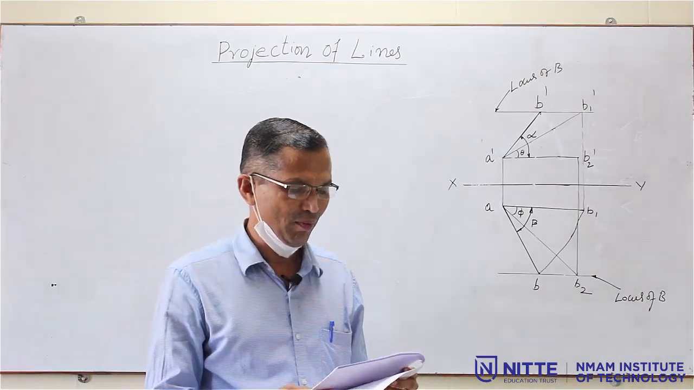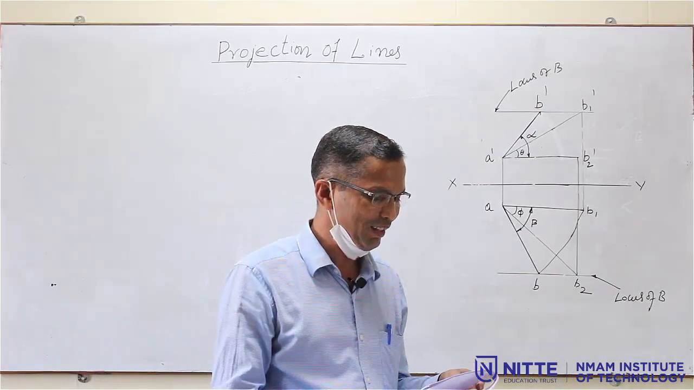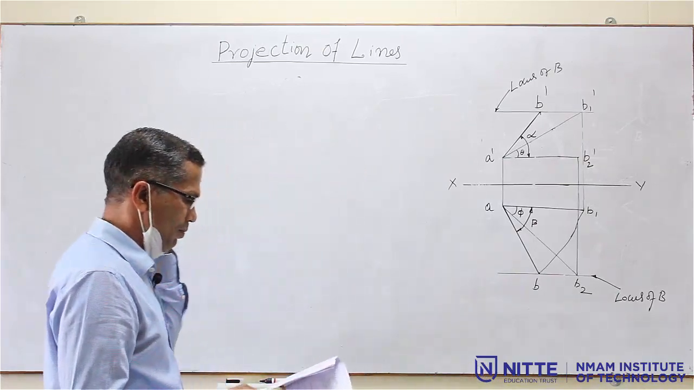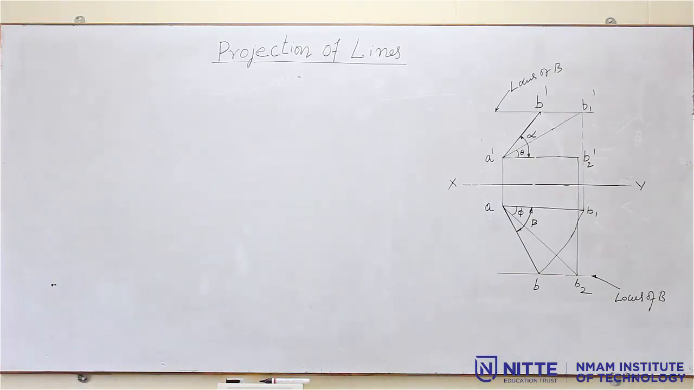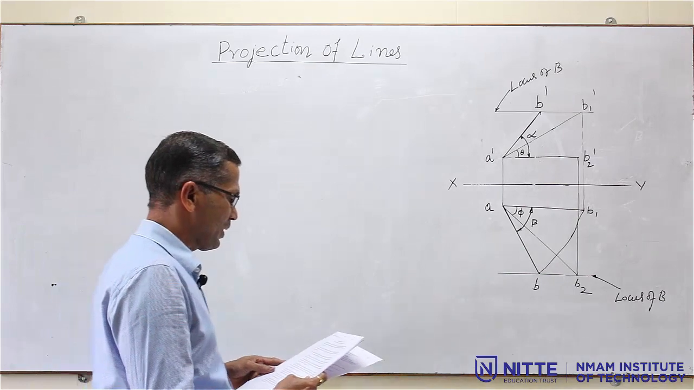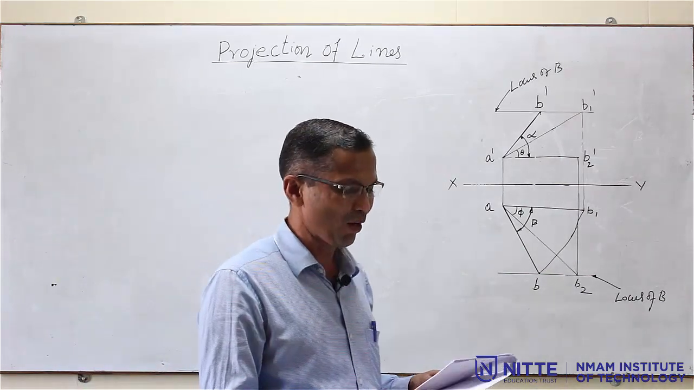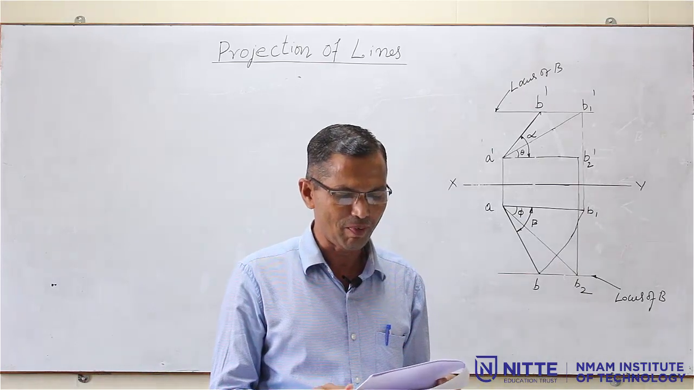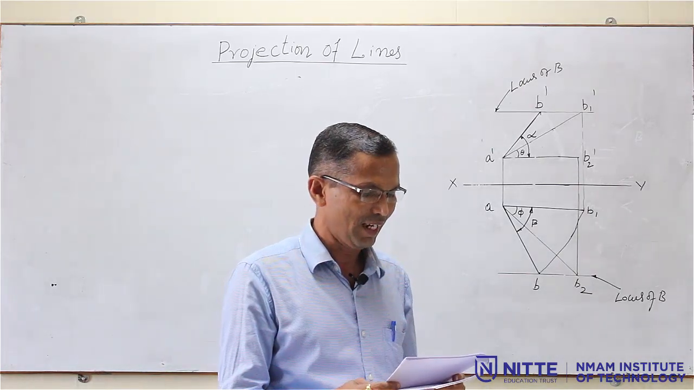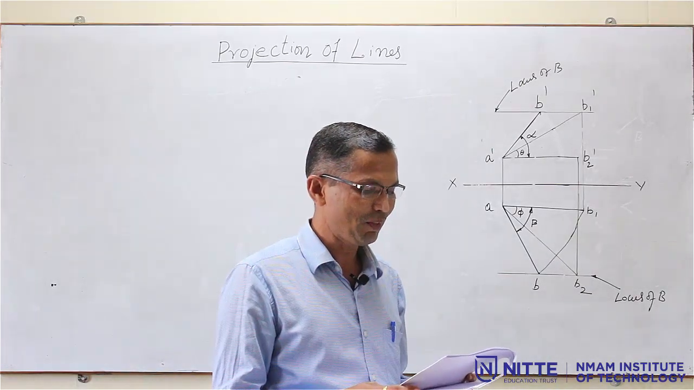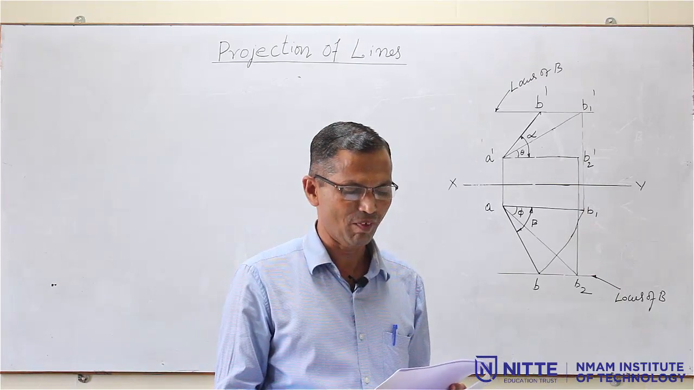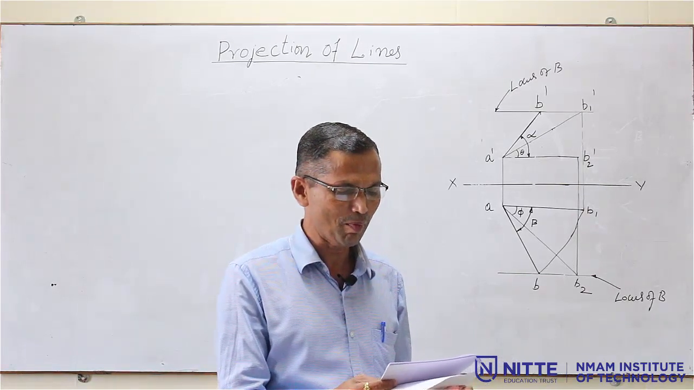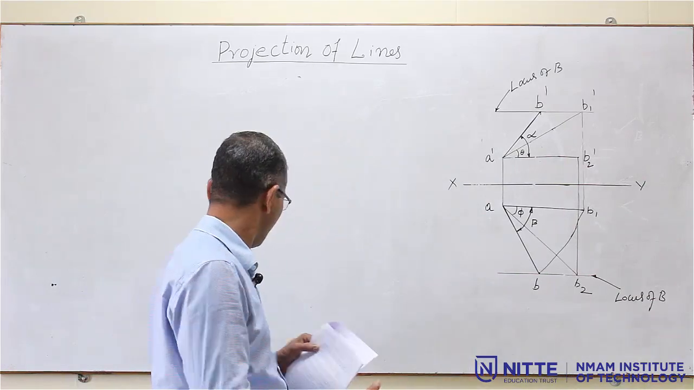So, we will solve the problems from the question bank. The first problem: draw the projection of a line 50 mm long when it is parallel to both HP and VP. The line is 30 mm above HP and 20 mm in front of VP, and one of its ends is 20 mm in front of RPP.